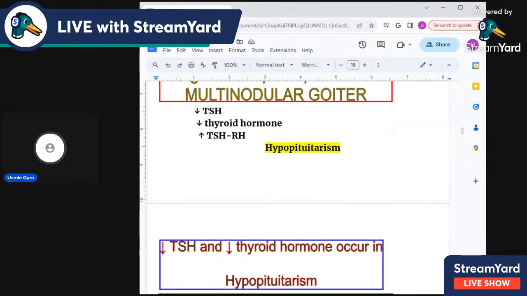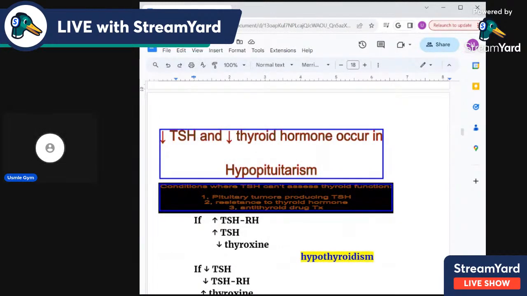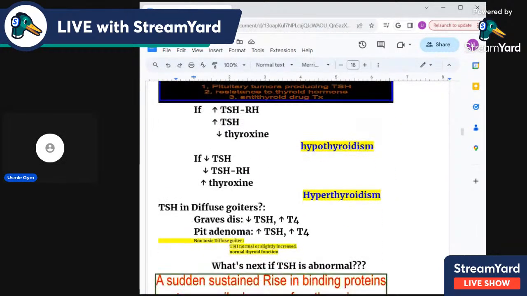Now, the next condition is if there is decreased TSH, that will cause decreased thyroxine. And decreased thyroxine will cause increased TRH. So in this case, when TRH is increased, TSH is not increased, though it should be. This is due to hypopituitarism, because the pituitary is unable to produce TSH despite the stimulatory effect of TRH. So decreased TSH and decreased thyroxine occur in hypopituitarism.